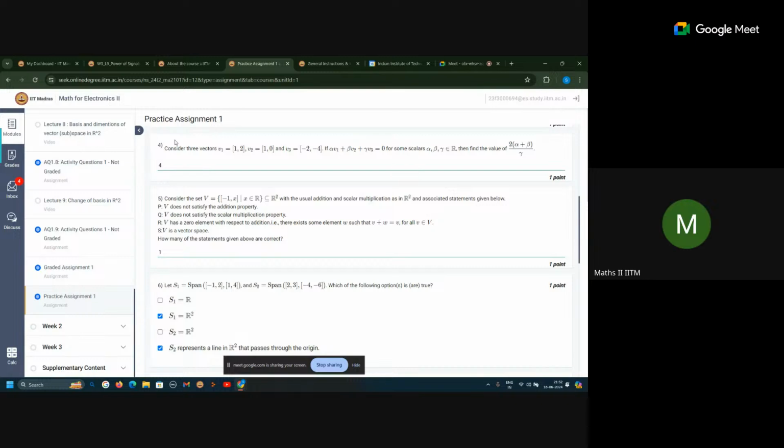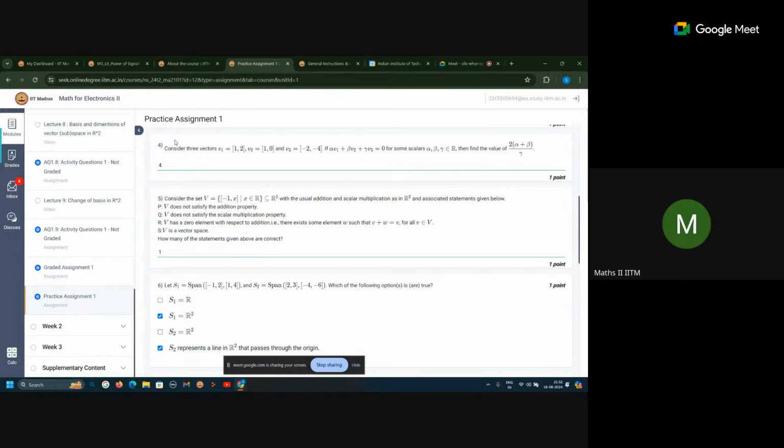So let's try the R statement. V has a zero element with respect to addition. So zero element means what? Do you have any idea what the zero element is? I think, sir, no element means 5. No. Okay, simply, I'm just giving you the real line. What is the zero element of R?